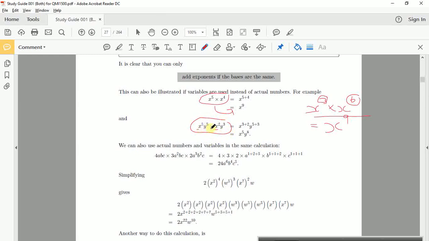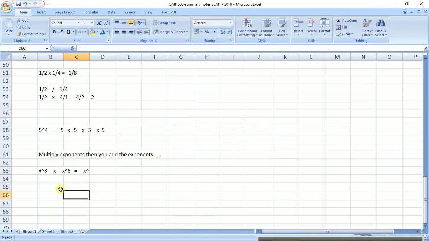X's with x's. How many x's do you have? 5. See that? Yes. Y's with y's. How many y's do you have? 8. Okay, so just keep it together only if you're multiplying. Multiplication is when you add the exponents. Yes, and division is when you subtract. Subtract, exactly. So we can write a note there.